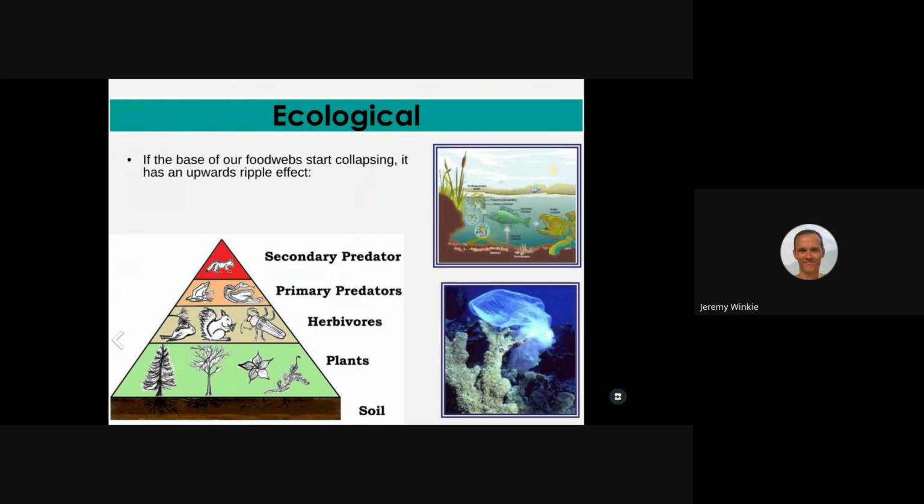And just to see it as a visual, if you have a food web, which is the pyramid down at the bottom there, if you removed something at the bottom, like one of the plants, it's going to have a ripple effect upwards, and it's going to affect the herbivores, and then that could affect the primary predators, and then that could affect the secondary predators. So it's all connected.